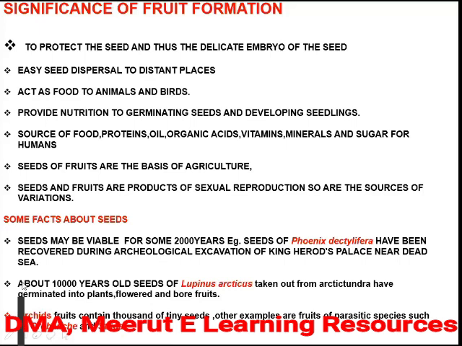Now you can see another example, Lupinus arcticus. It is taken from Arctic tundra. This seed germinated after 10,000 years. And it gave plant, it gave flower, and it bore fruits. Got it? So in this way, you can see that even after 10,000 years, the seeds are viable.